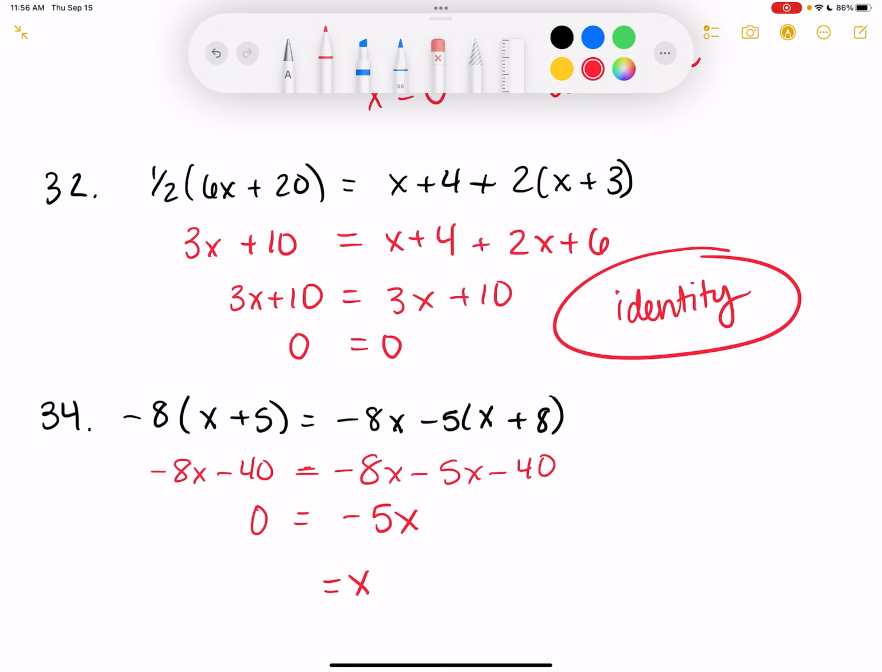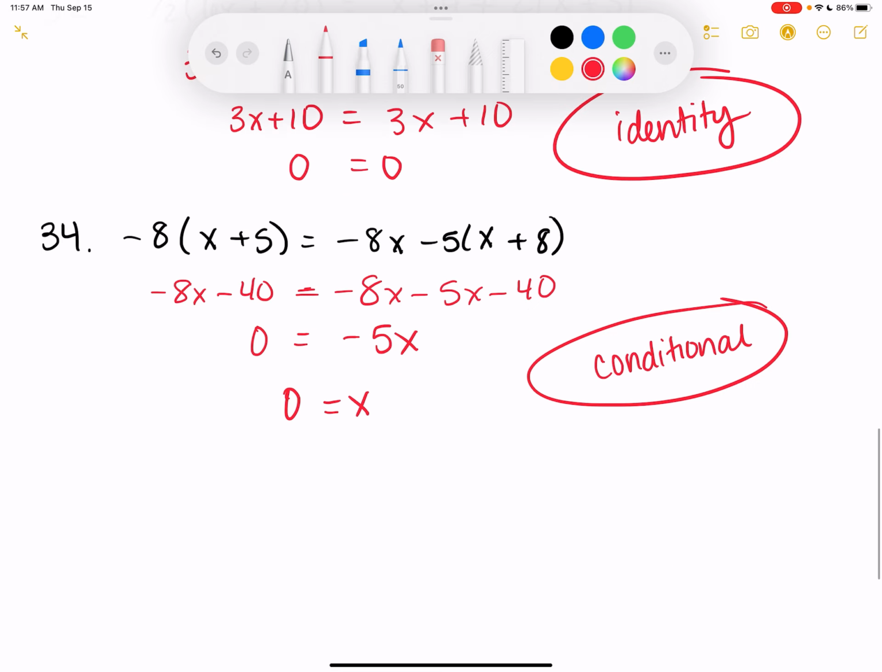To divide to get rid of it. What's 0 divided by -5? 0. So it is a what? Conditional. That one. Identity has to always be true. So like 0 equals 0, x equals x, 200 equals 200, something like that. Conditional is when there's just one answer, like x equals 0, x equals -500, and so on and so forth.